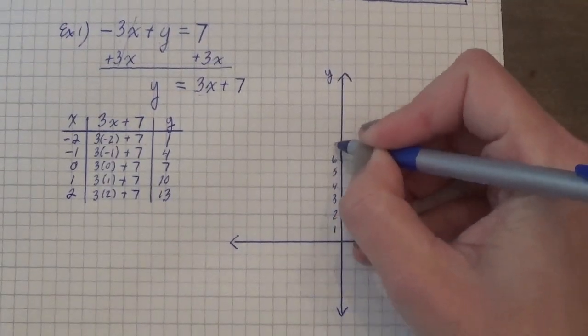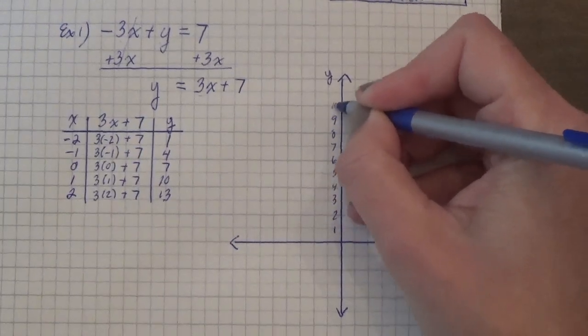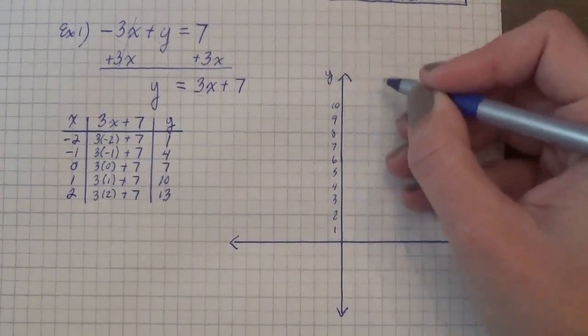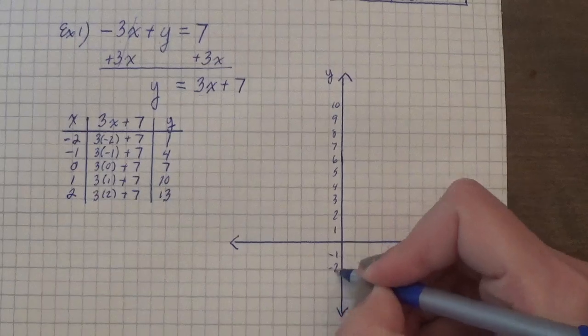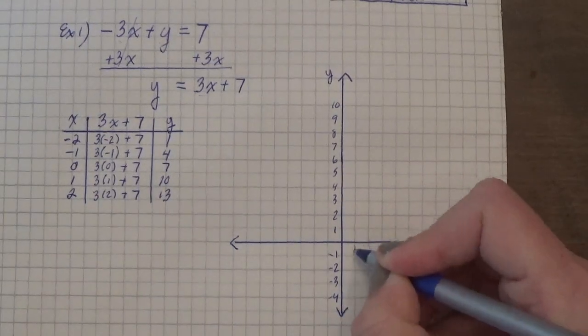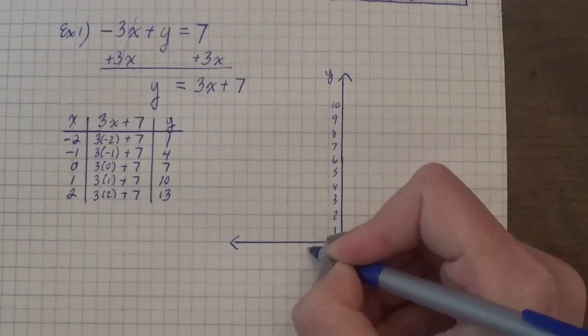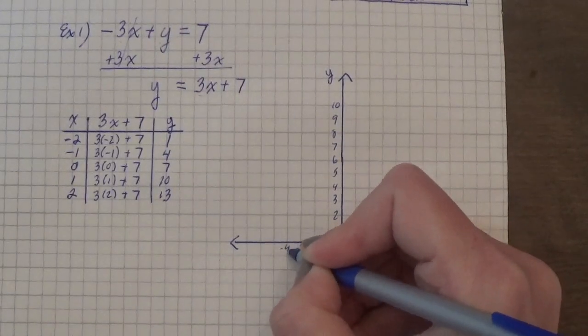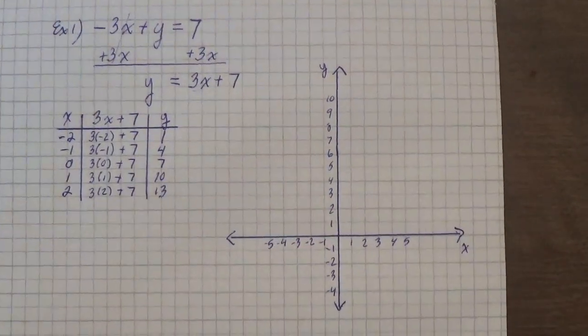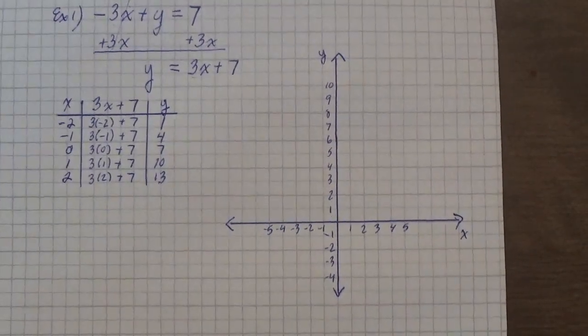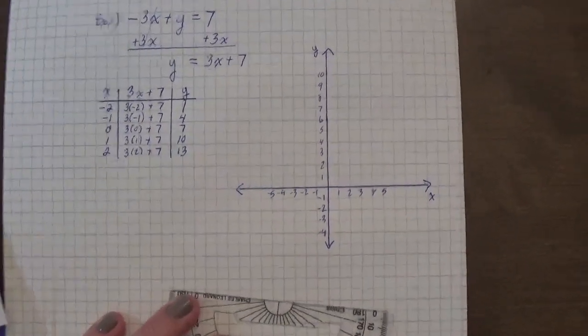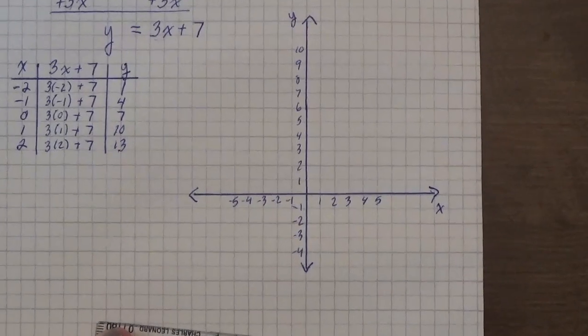Let's make sure. 11, 12. Ooh, I'm going to just be off. That's okay. And we're going to label on the lines. Watch out in that negative 1 spot again. Okay, and we are going to plot our points. And let's see if I can zoom in for you a little.